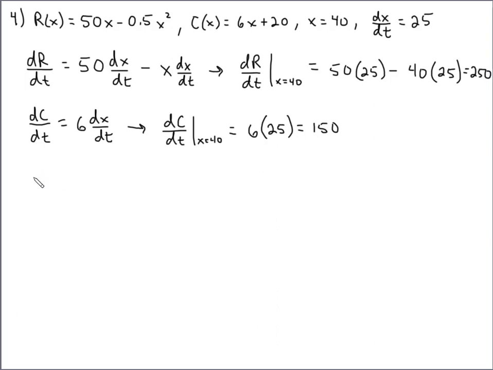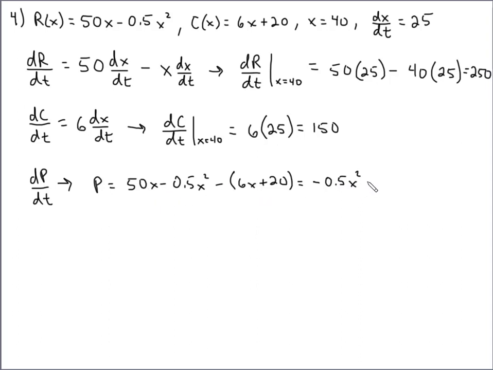And then for dP/dt, we'll need to find what the profit function is. So what is the profit function? P is equal to revenue minus cost, so we'll do that. 50x minus 0.5x squared minus the cost function, 6x plus 20. Simplify this a little bit. Let's put it in descending order of power, so minus 0.5x squared. We have a 50 minus a 6, so it's going to be 44, so plus 44x, and then minus 20.